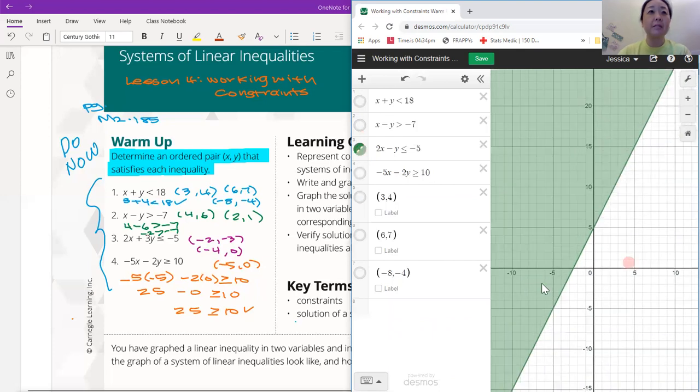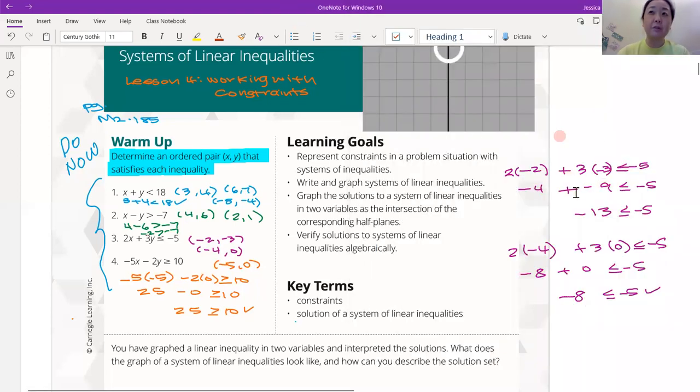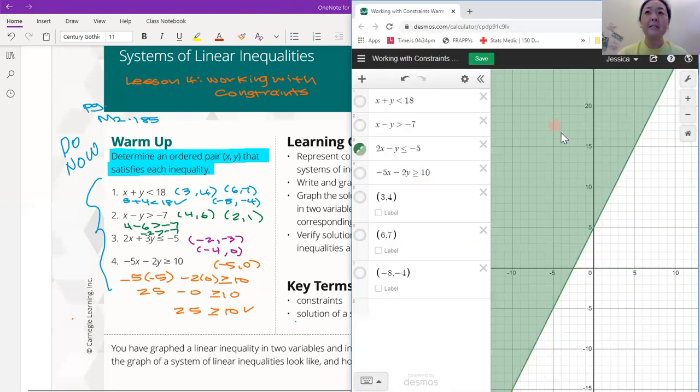All right. And then over here, we'll just do the next one. So here's the graph, the inequality. And if we plug in -2, -3, oh, -2, -3 does not work. Let's take a look. We did this over here, right? So -2, -3. -4 plus -9 is going to be -13. It is less than or equal to -5. But it says it doesn't work.